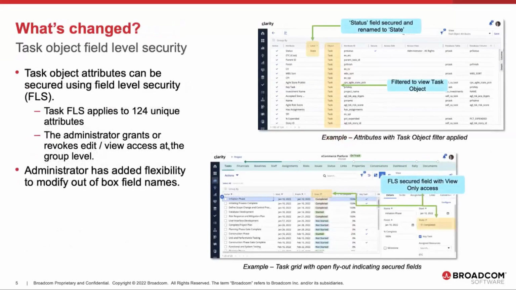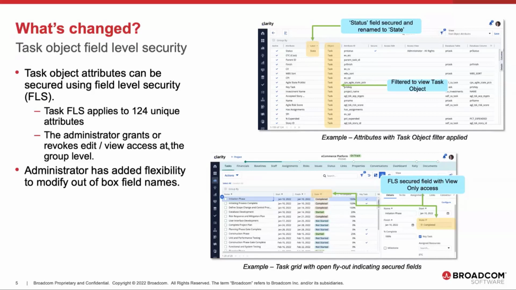So what's changed? From the task field level security perspective, just a little bit more information. Field level security applies to 124 task unique attributes. As with all of the field level security capabilities in the application, the administrator, as shown in the upper right on this slide, grants or revokes edit or view access at the group level. And then the administrator has that added flexibility to modify out of the box field names.